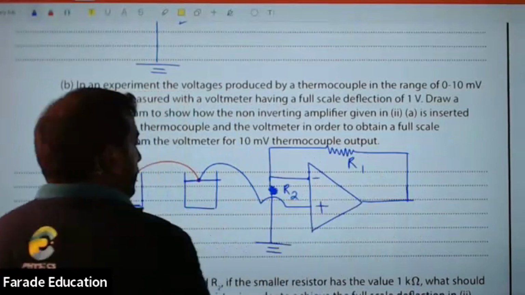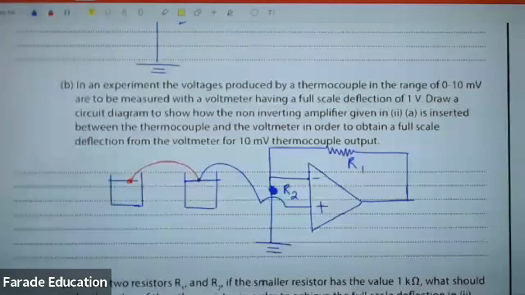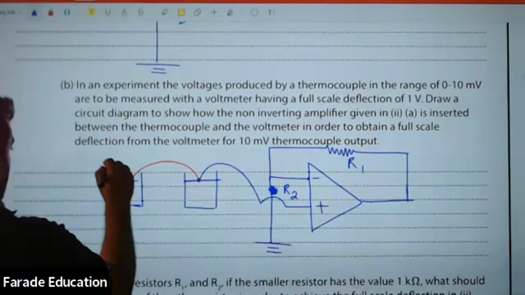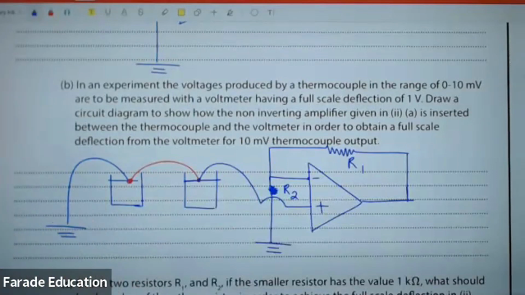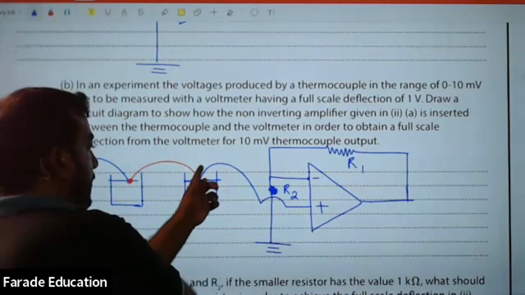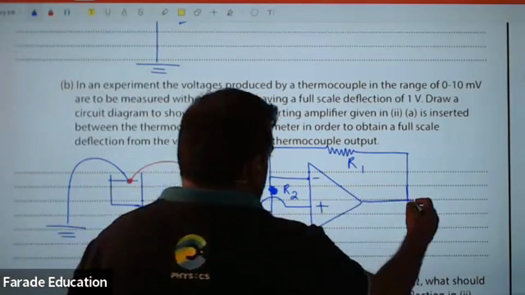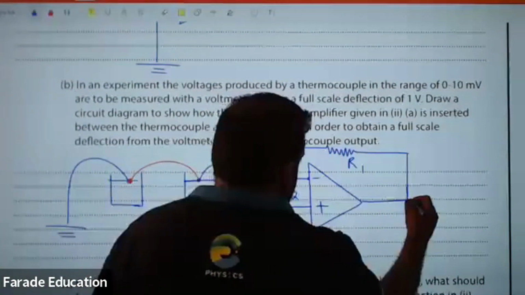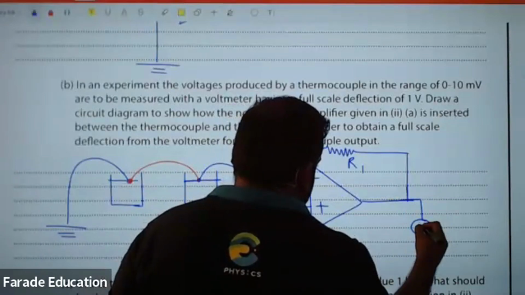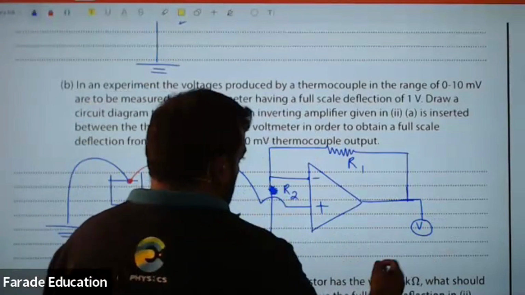R1 here, R2. Closed loop gain. If you want, you can ground this as well, no problem. They are asking about the voltmeter measurement. Now think carefully and answer. Here there is a voltage V plus, and here a voltage V minus. From there you have the output, and that output is connected to a voltmeter.